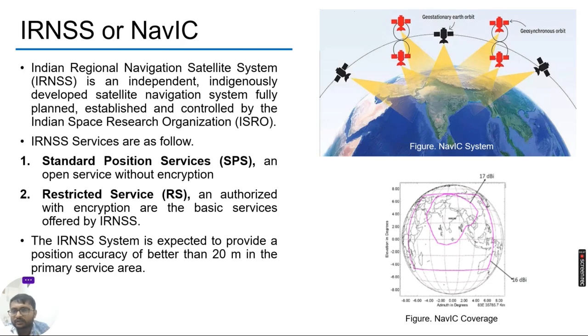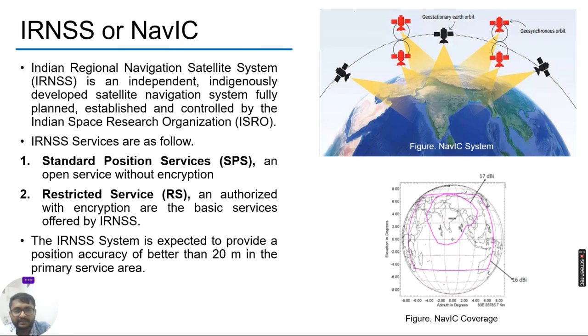Now we will learn more about our Indian Regional Navigation Satellite System, also known as NavIC, which means Navigation with Indian Constellation. As you can see here on the right side of the figure, it has 7 different satellites. Out of that, three are geostationary and 4 are in geosynchronous orbit. And they are covering the region of India.